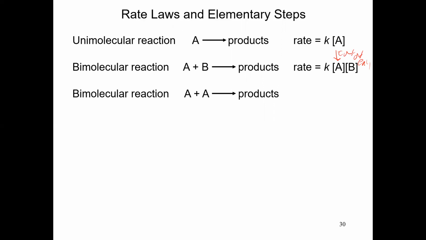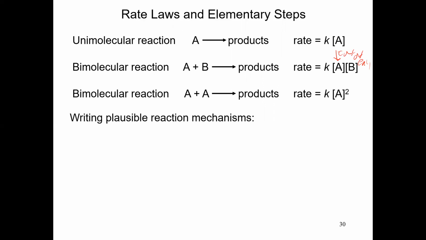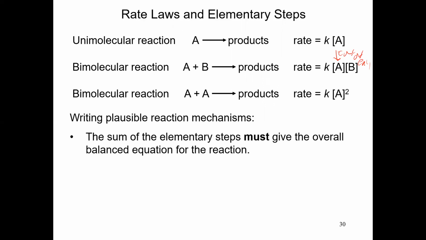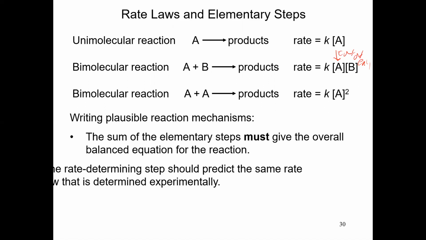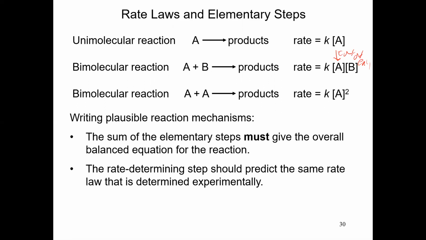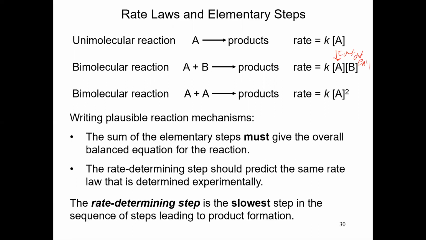A bimolecular reaction goes to products there. If you have two A's, that would be A squared. In writing plausible reaction mechanisms, the sum of the elementary steps must give the overall reaction. The rate determining step should predict the same rate law that's determined experimentally. And the rate determining step is the slowest step in the sequence of steps leading to the product formation.